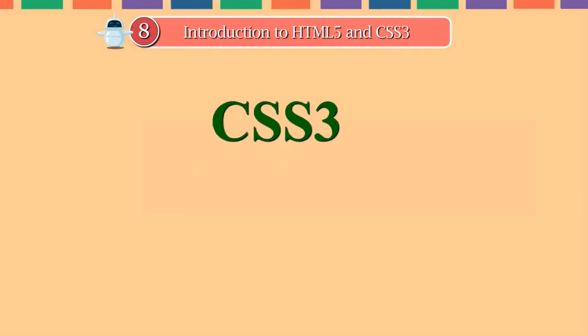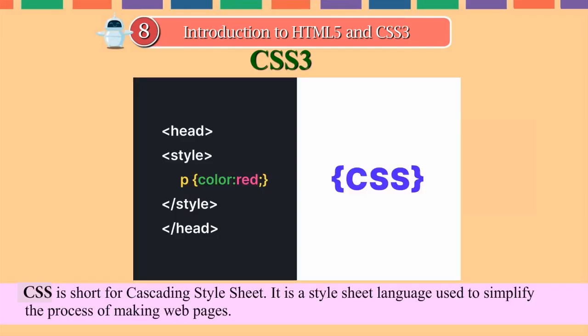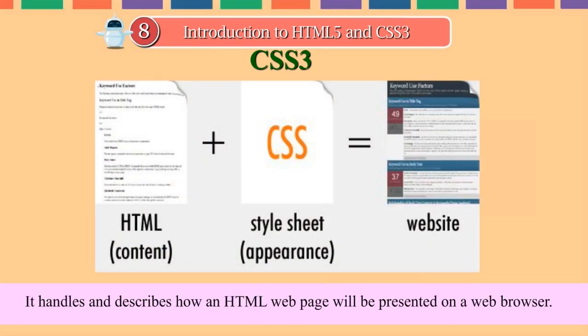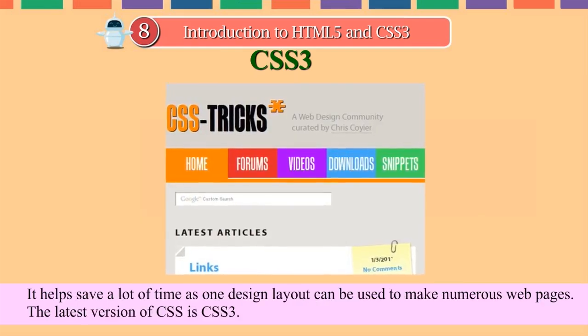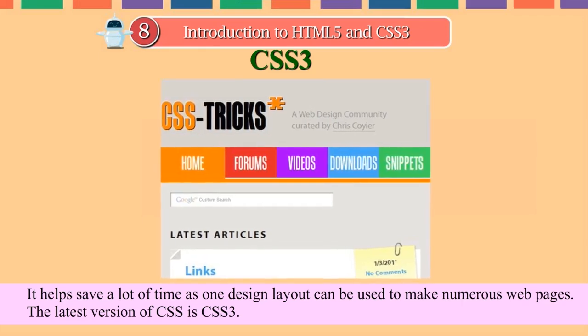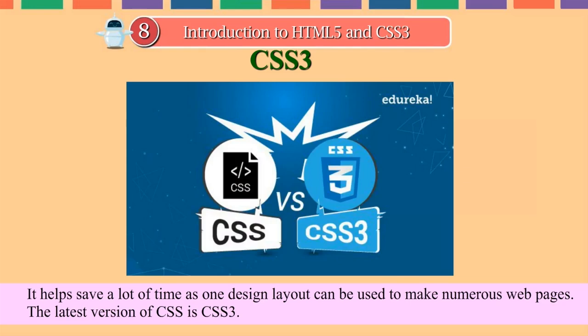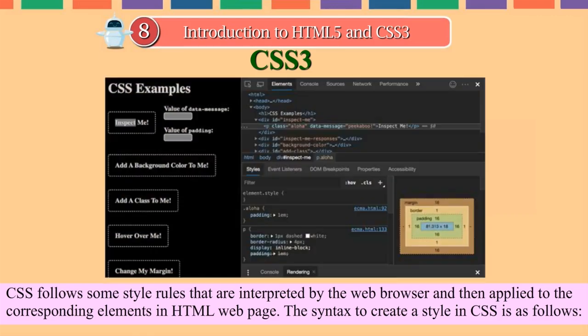CSS3. CSS is short for Cascading Style Sheet. It is a style sheet language used to simplify the process of making web pages. It handles and describes how an HTML web page will be presented on a web browser. It helps save a lot of time as one design layout can be used to make numerous web pages. The latest version of CSS is CSS3.